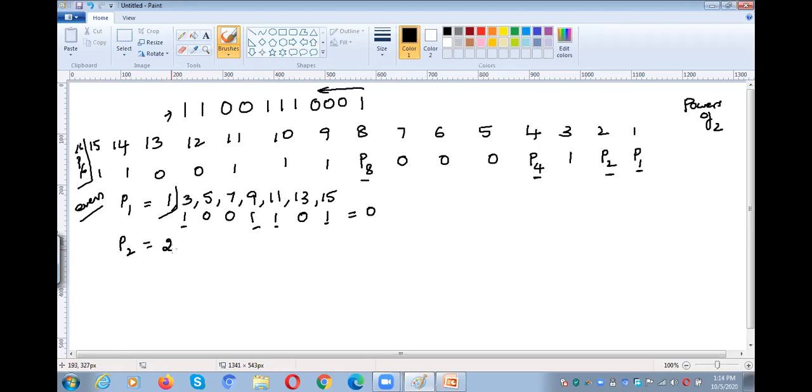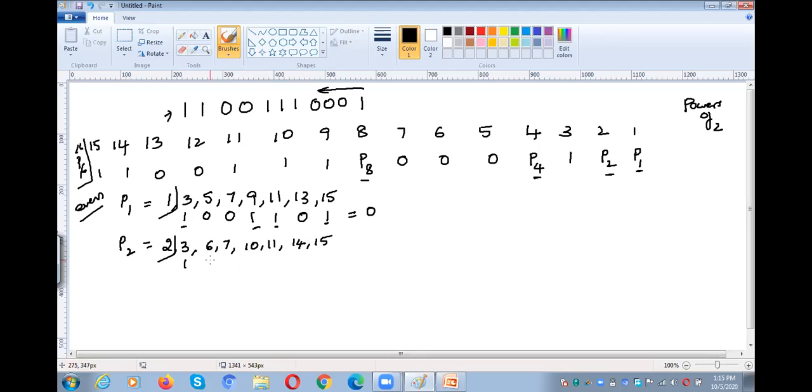And then calculate for P2. We need to start from 2. Why? Because we are calculating parity 2. So we consider 2, 3, two positions, and we leave 2 positions, 4, 5. And then 6, 7. You need to leave 8, 9. And then 10, 11. Leave 12, 13. Then 14, 15. So 2, 3 consider, 4, 5 leave. 6, 7 consider, 8, 9 leave. 10, 11 consider, 12, 13 leave. 14, 15. Okay.